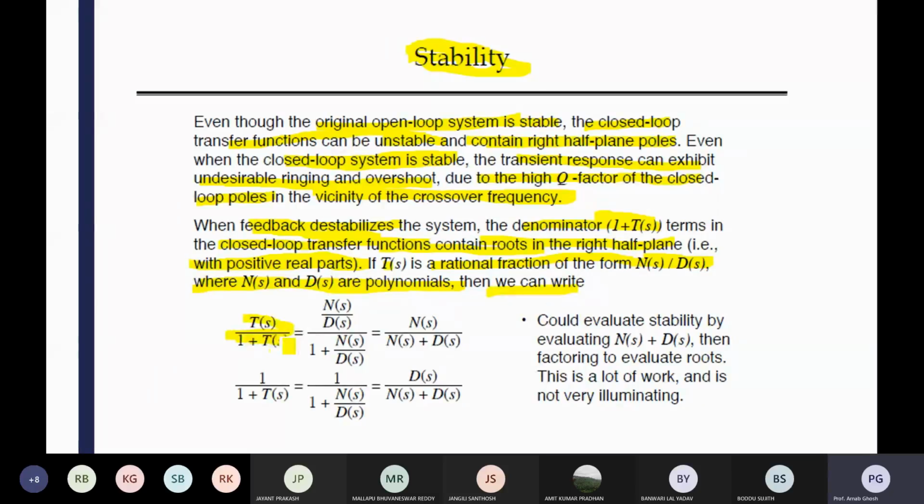These are the two equations you are getting. So you could evaluate the stability by evaluating N(s) plus D(s) and factoring its roots. You can see that different stability methods can be used for checking your system dynamics, and for determining the stability directly from T(s). So what kinds of methods are you using?